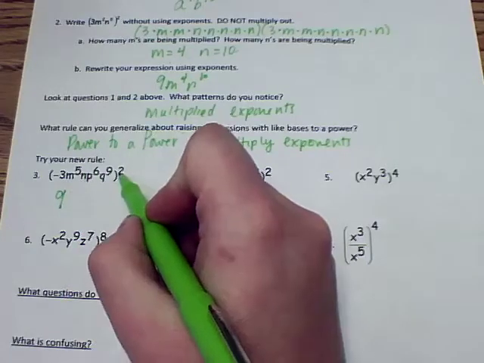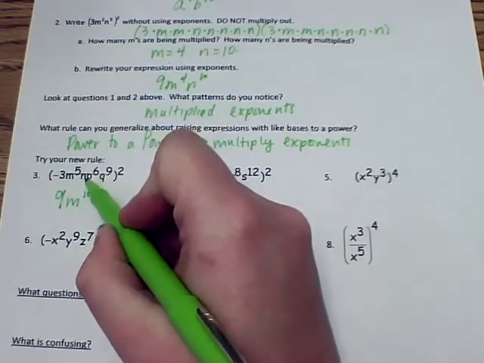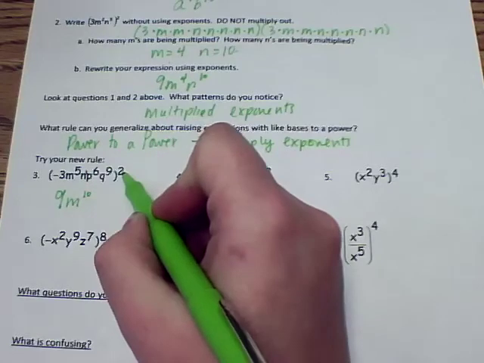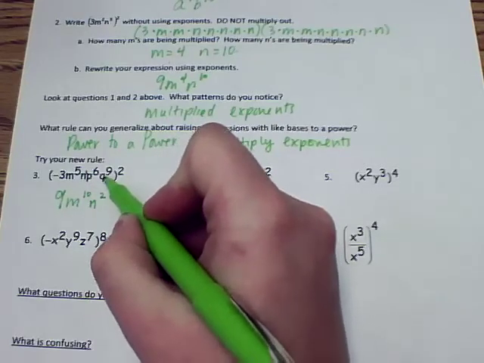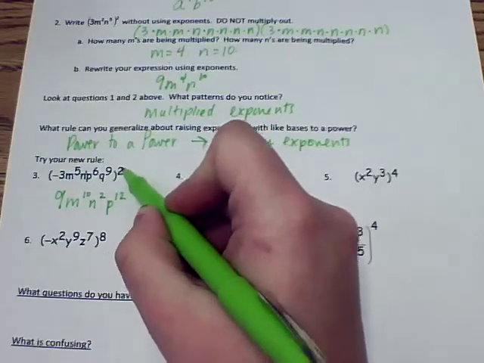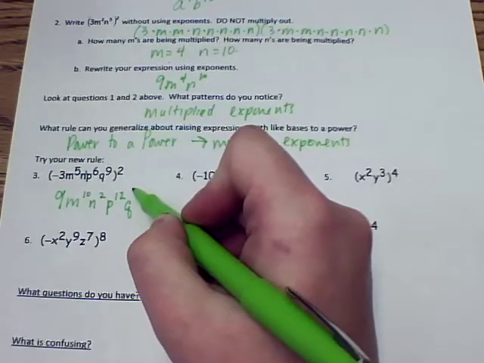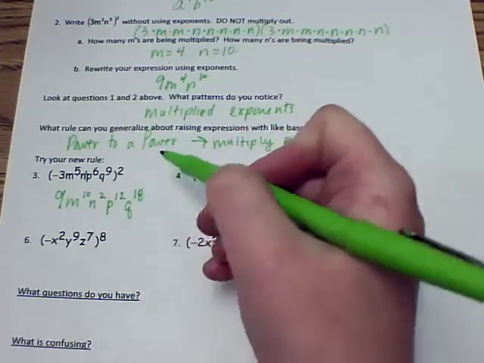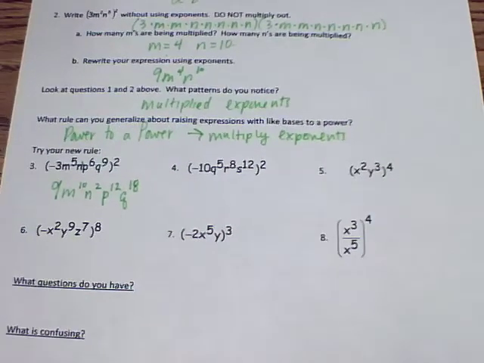So 5 times 2 gives me 10 m's. There's a 1 here, so 1 times 2 gives me 2 n's. 6 times 2 gives me 12 p's. And 9 times 2 gives me 18 q's. So there's the answer for that.